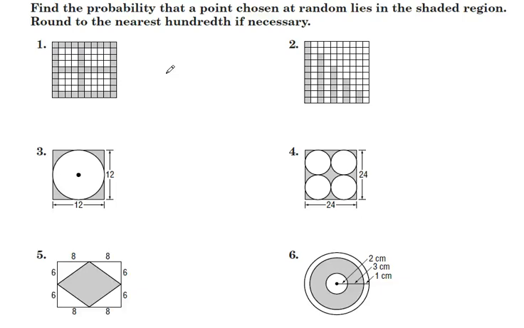Hello everybody. Here we're going to do some examples of geometric probability. As you can see from these 6 exercises, we're to find the probability that a point chosen at random lies in the shaded region, round to the nearest hundredths if necessary.